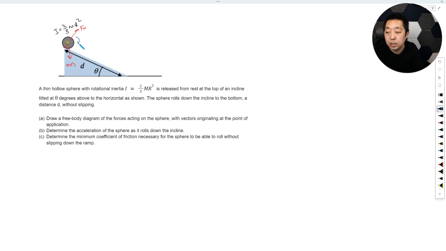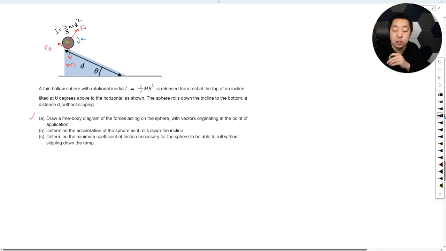And because the angular acceleration has to be this way, clockwise, we need a torque like this in order to cause that angular acceleration. So the force of friction is going to be that way. Okay, so that's A. That's our first step, the positional or extended free body diagram.